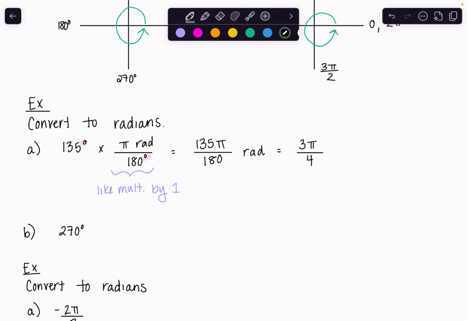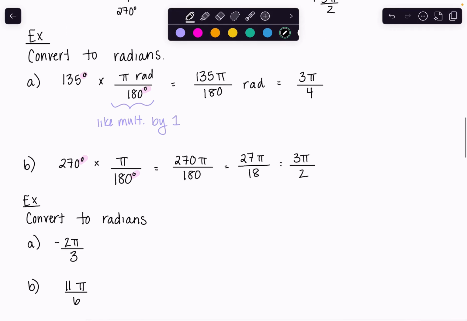But just to show you with this conversion, again, same thing. Pi radians is equivalent to 180 degrees. So that makes that degree unit cancel. And you're left with 270 pi over 180. And then you can start by simplifying. You can divide by 10. That gives you 27 over 18, just to show you with this one at least. And then from there, they're really both divisible by 9. So that gives us 3 and 2. Okay. So 270 degrees is equivalent to 3 pi over 2.